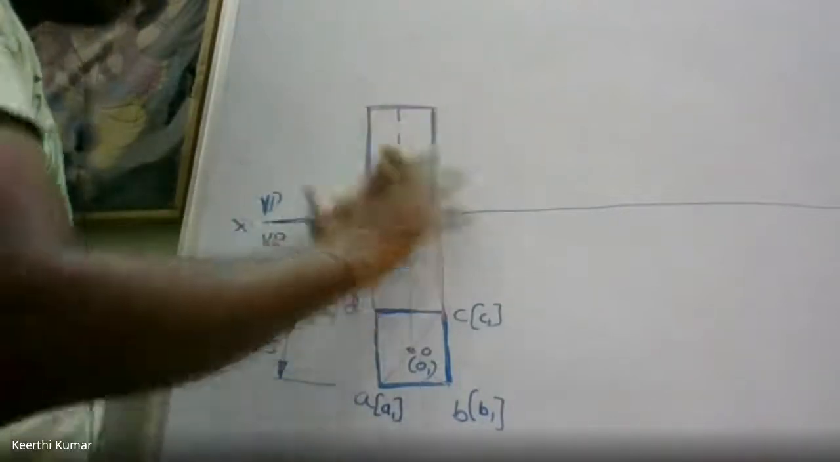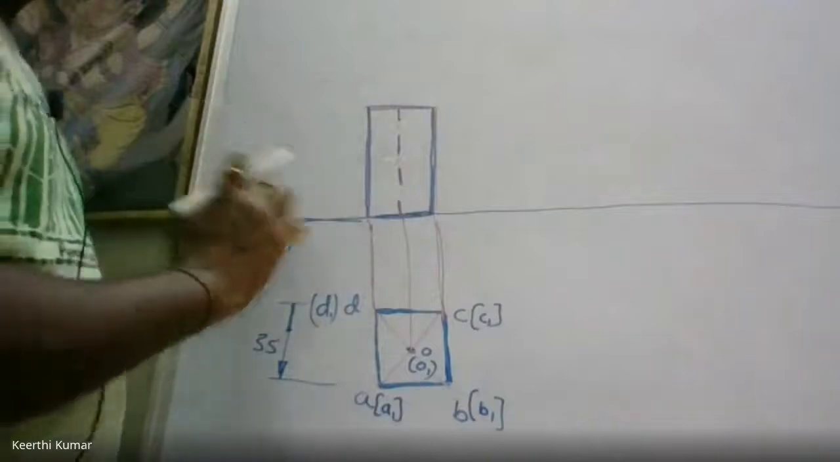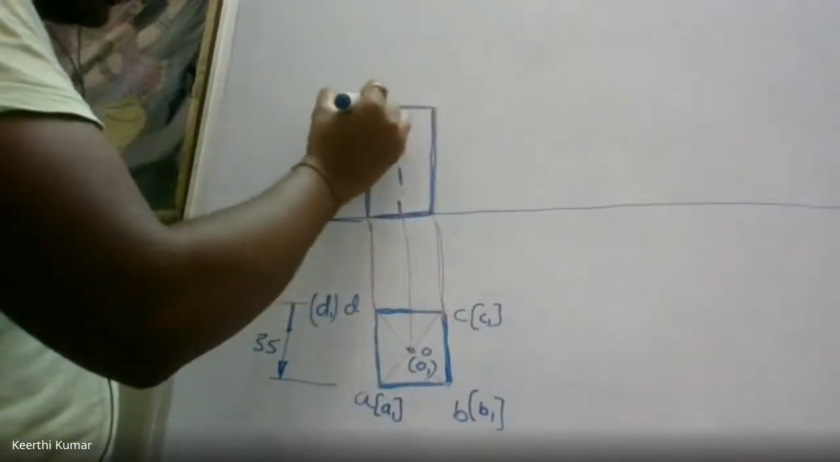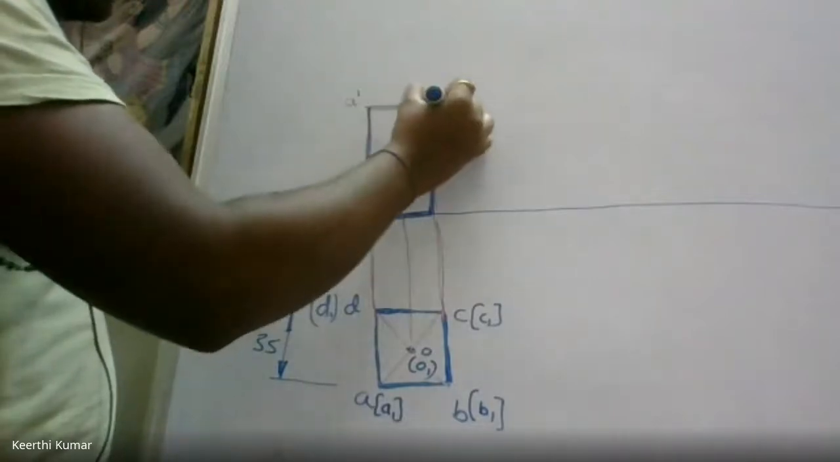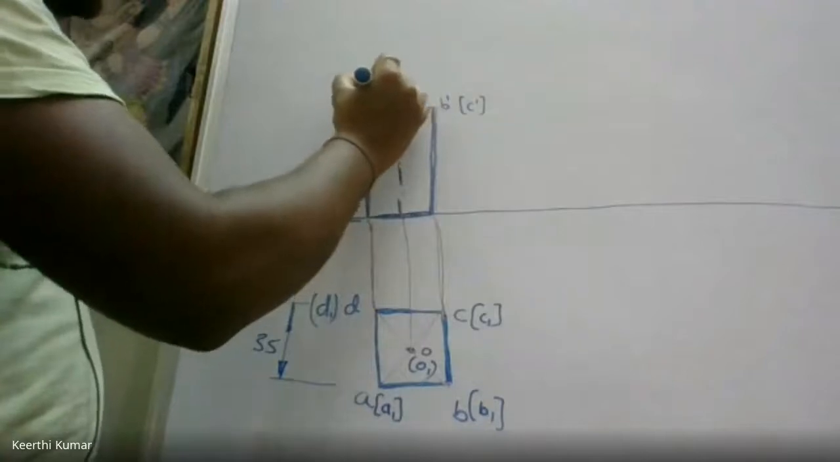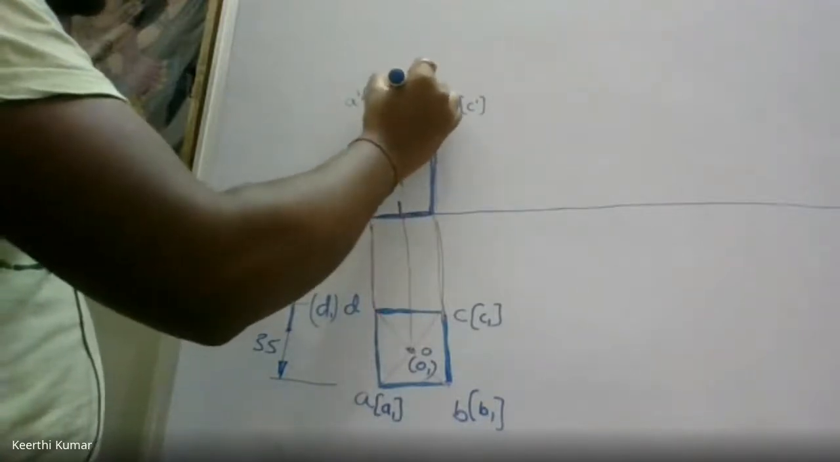Now let us try to name this prism here. So what is the name of this? This is A, hence in the front view it is A dash, B dash, within a bracket C dash, here within a bracket D dash, and this is O dash.